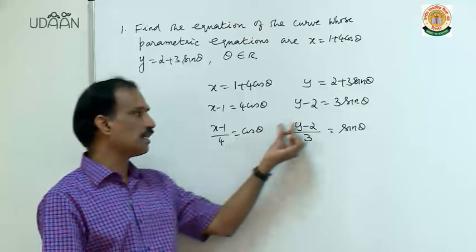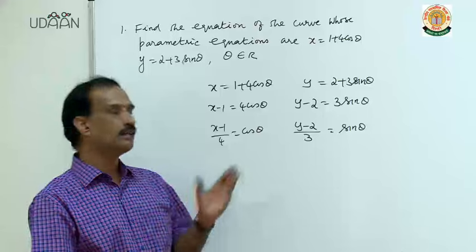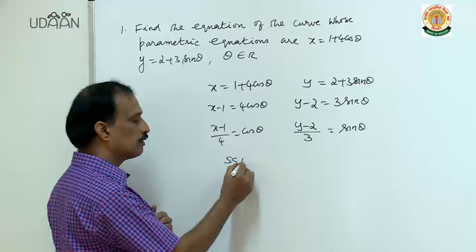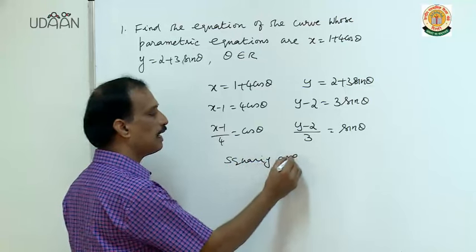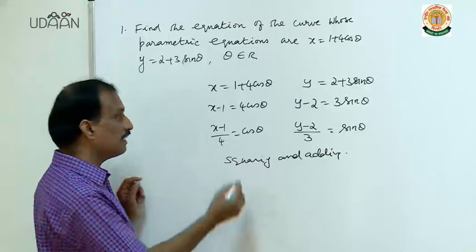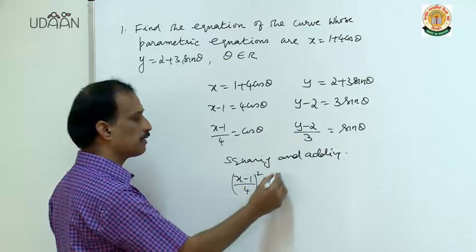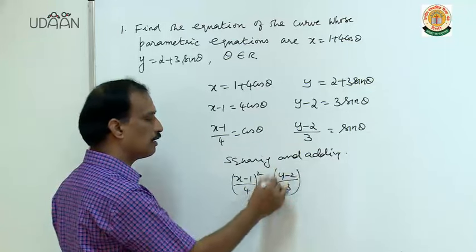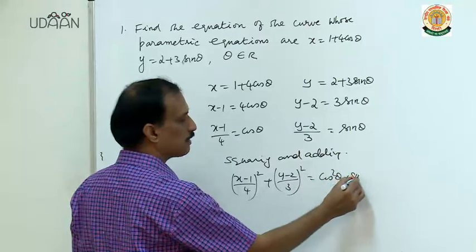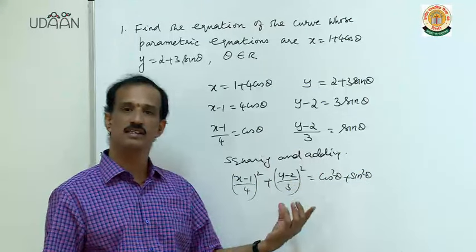So now here cos theta and sin theta, we know that if you are squaring and adding, this theta will get eliminated. So now square it and add. Squaring and adding, what you will get? x minus 1 by 4 whole square plus y minus 2 by 3 whole square equals cos squared theta plus sin squared theta. So we know sin square theta plus cos square theta is 1.